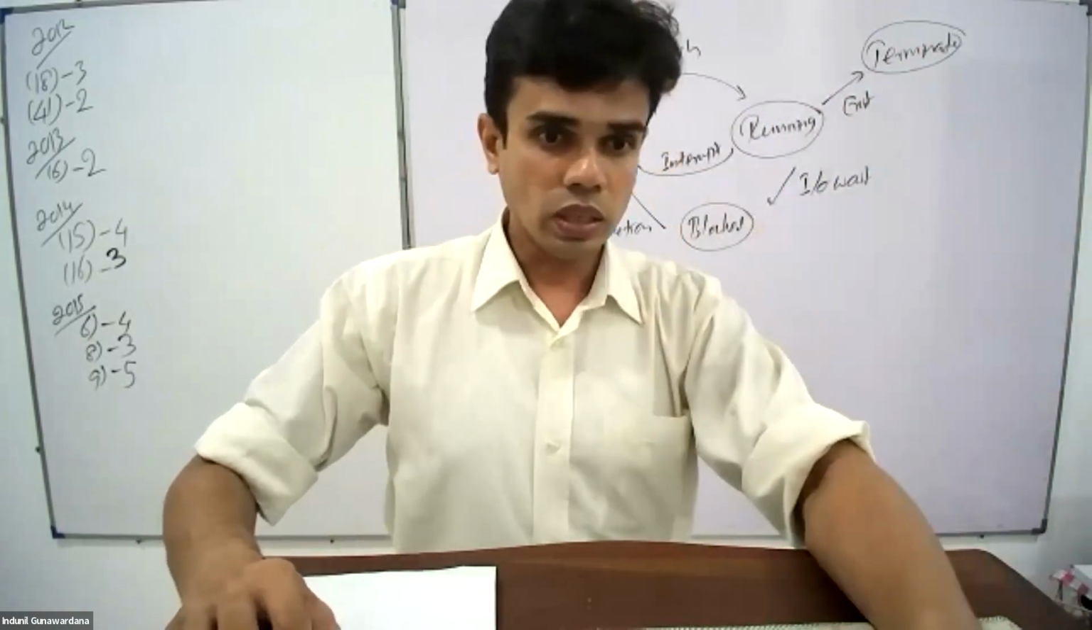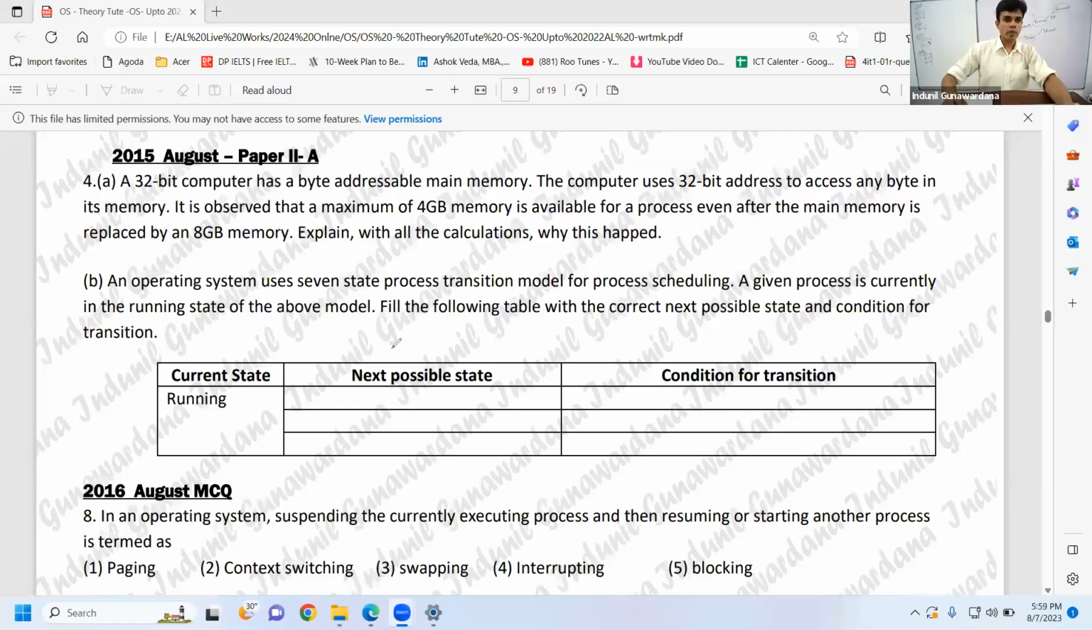Harini? If it is the case, then running, the next possible state is blocked. The reason is IO wait. That's the way you have to fill this, right? These are still available in structured paper. Then the next possible state is terminate. The reason is exit.